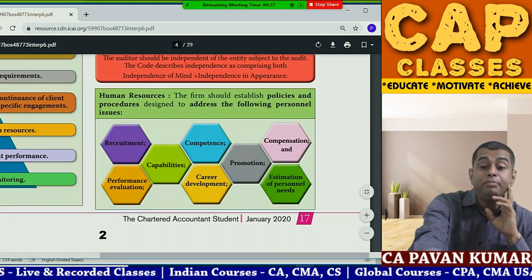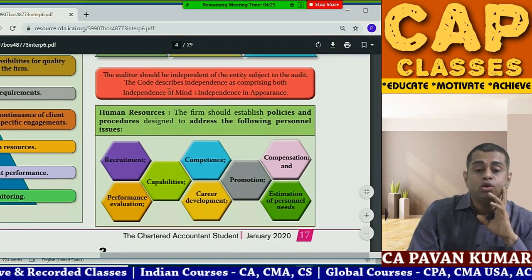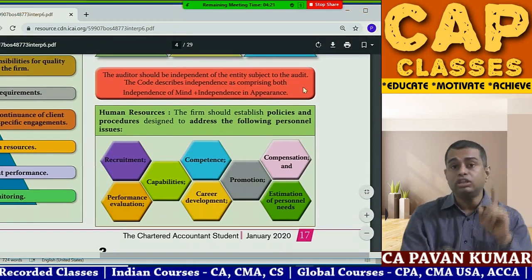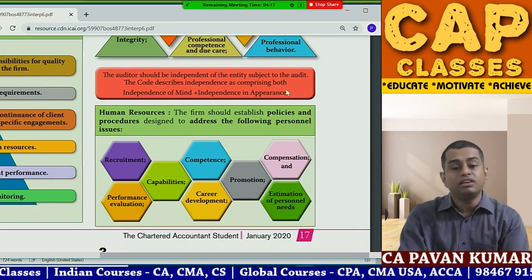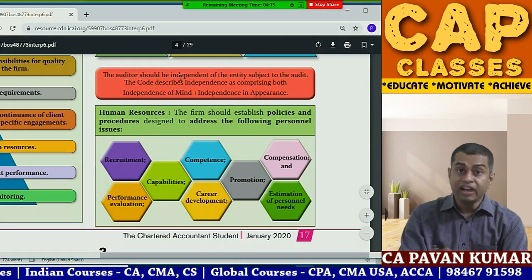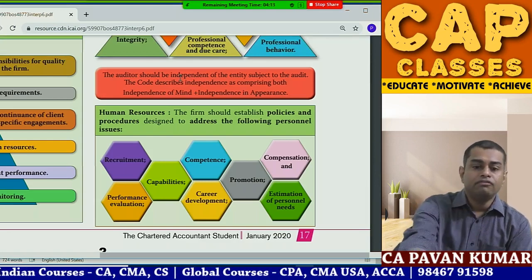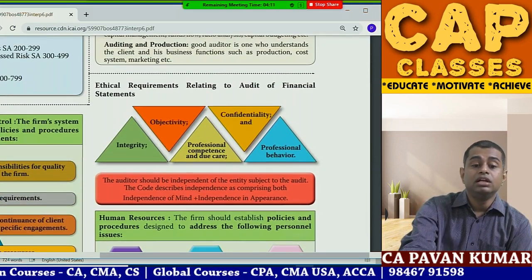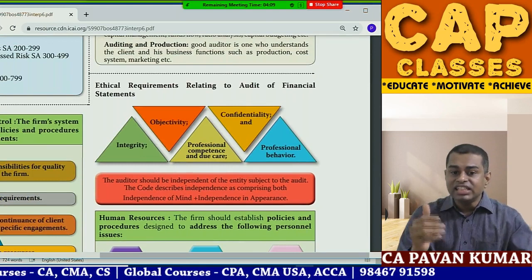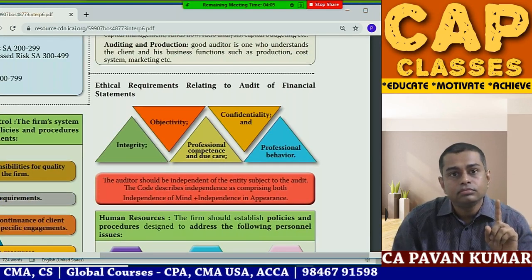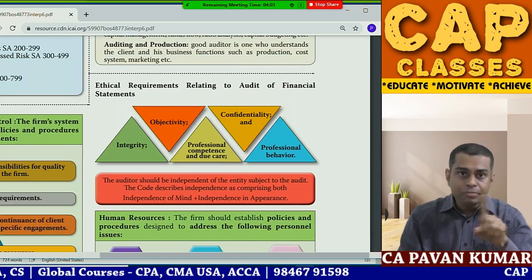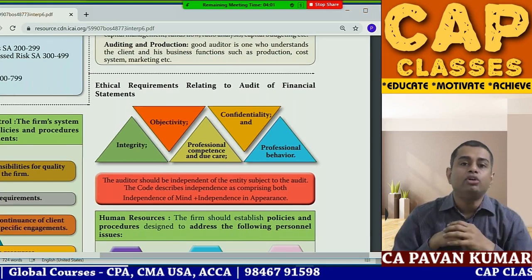The auditor should be independent of the entity subject to the audit. The code describes independence as comprising both: 1, independence of mind; 2, independence in appearance. Very interesting. If you look at fundamental ethical principles, this independence is given in the next para. In SQC1, it is not covered. Very important. In the next para, they are speaking about the independence.